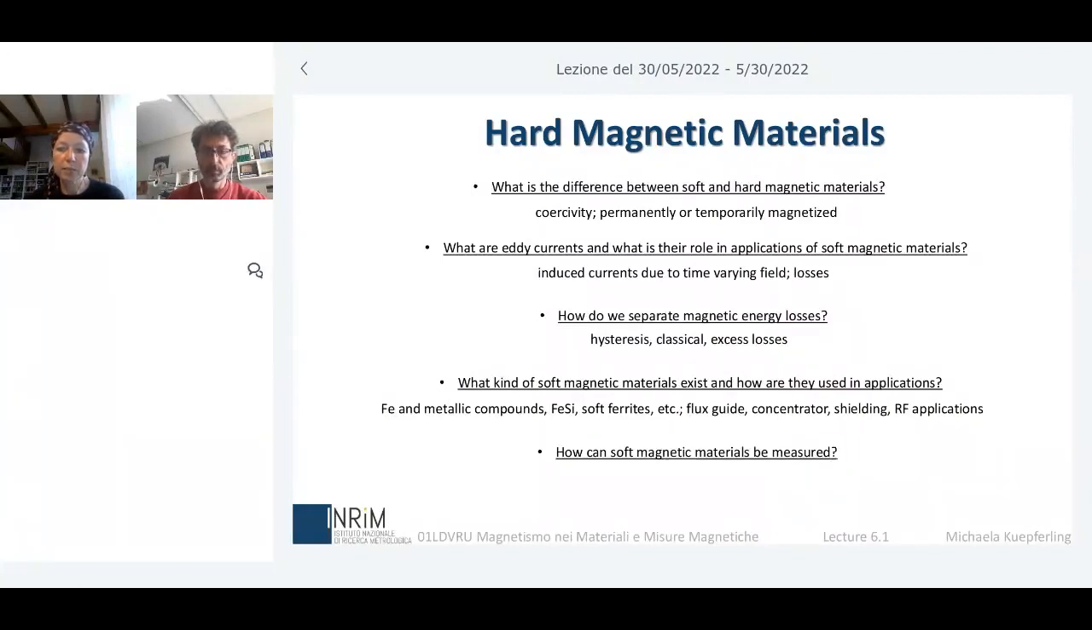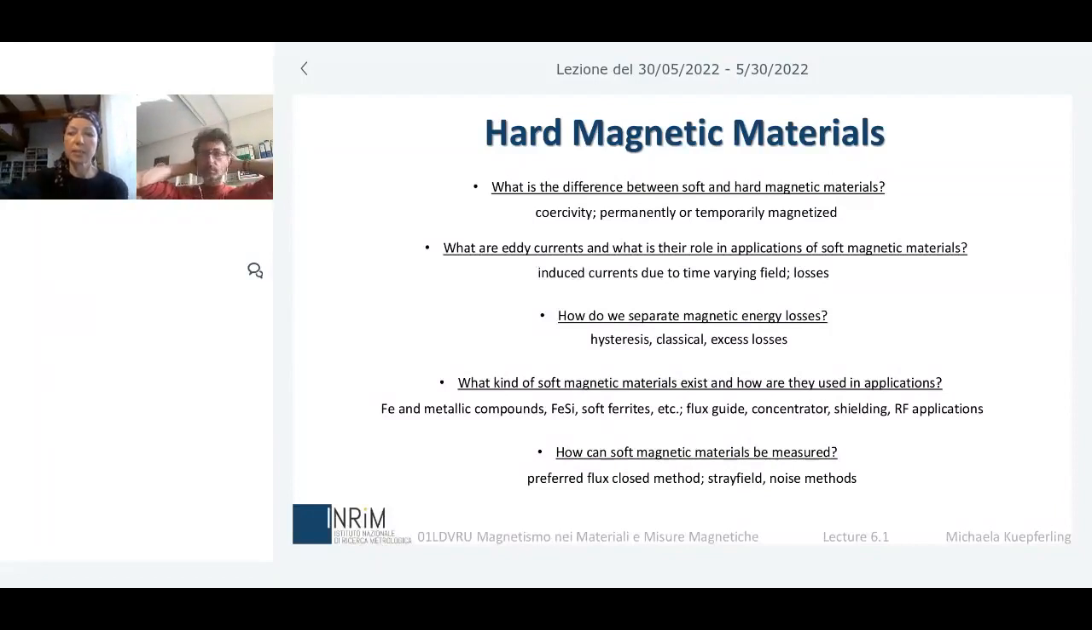How can soft magnetic materials be measured? So preferred, of course, is the flux closed method because we have a very big problem with the demagnetizing factor, as you saw in the last lecture. So it's often very difficult to determine correctly the demagnetizing factor. And in a flux closed method, the measurement result, of course, is the best. For example, you can measure a toroid. Then you have already in the material all the flux closed in, but that's not always possible. So there are other kinds of methods that are standardized, for example, the Epstein frame.